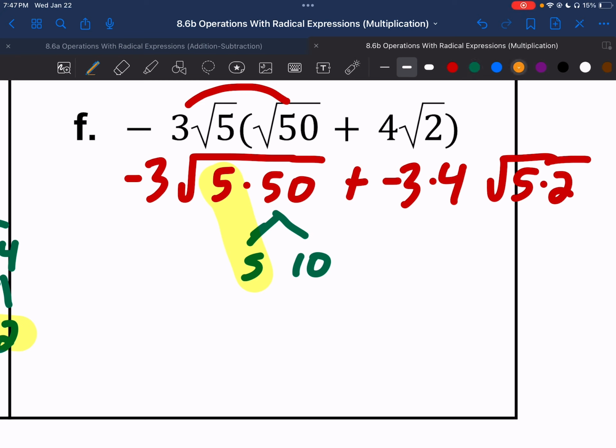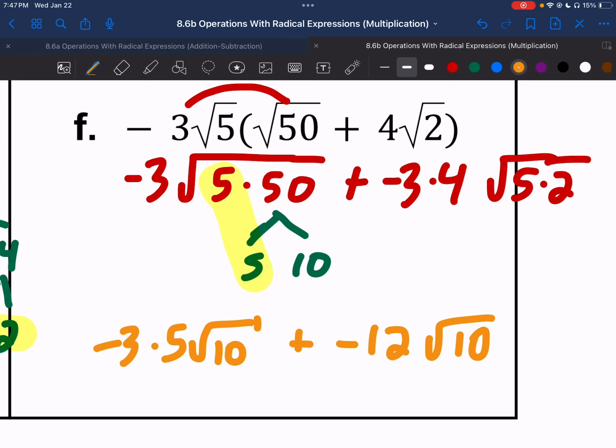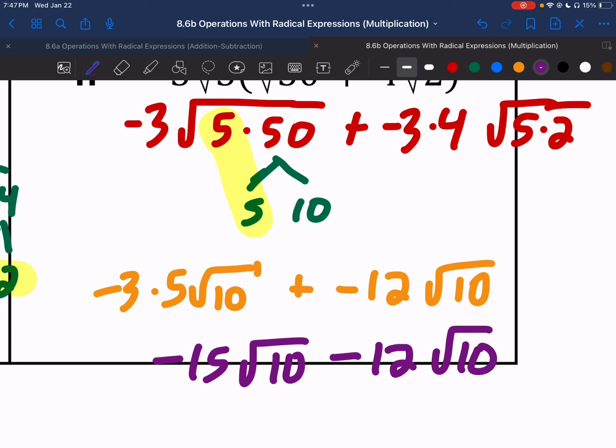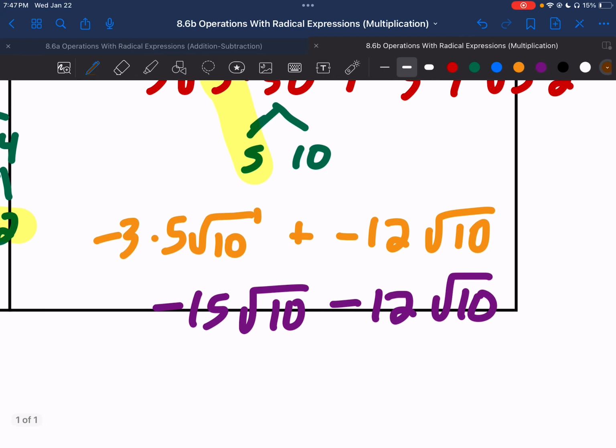So we extract our pieces. We've got negative 3 times 5 square root of 10, plus negative 12 square root of 10. Now we can do our multiplication. Negative 3 times 5 is negative 15 square root 10 minus 12 square root 10. These have the same radicand, so we can combine them. Negative 15 minus 12 is going to give me negative 27 root 10.